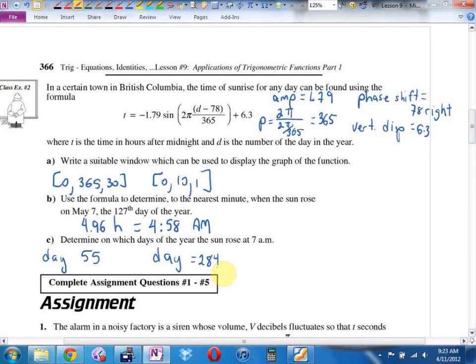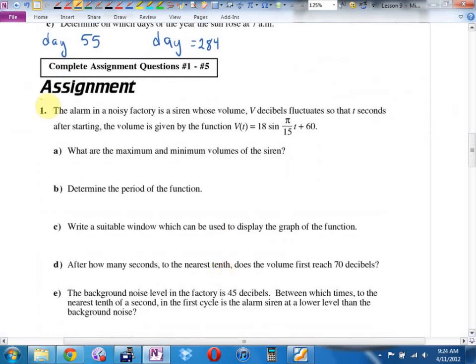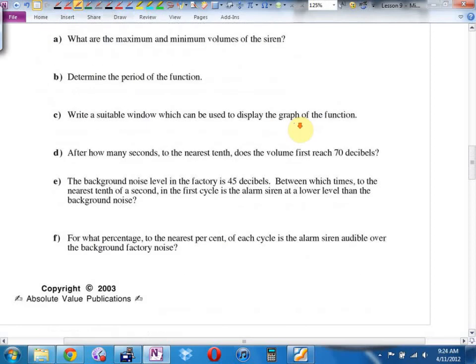All sorts of applications here. So what's your homework? Well, a take home quiz. Number one says the alarm in a noisy factory is a siren whose volume fluctuates. Louder, quieter, louder, quieter. Hey, you know what? Any alarm that does that kind of noise, any siren, that's a trig function. It has to be. It's given by this equation. Cross out F.